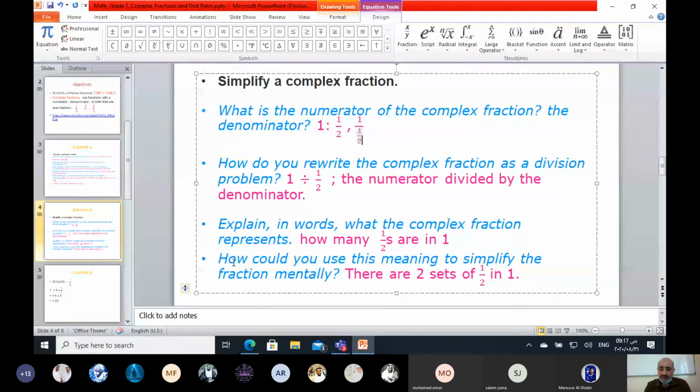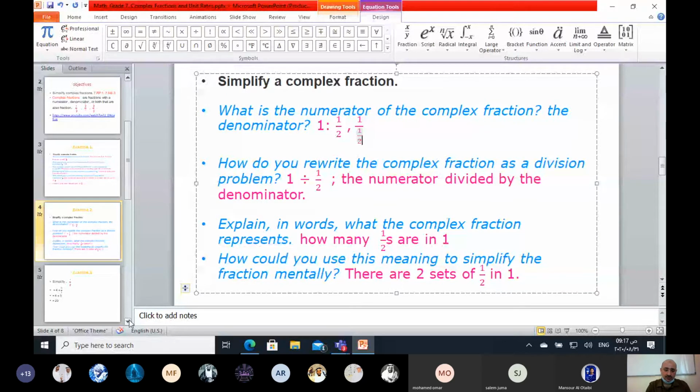How could you use this meaning to simplify the fraction mentally? There are two sets of 1 over 2 in 1. This is mentally.